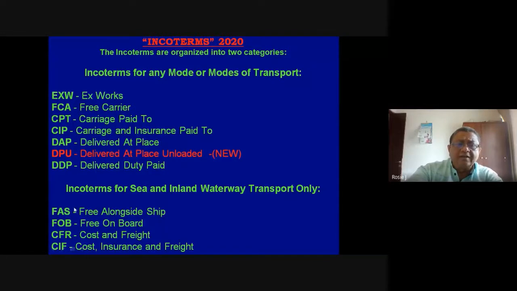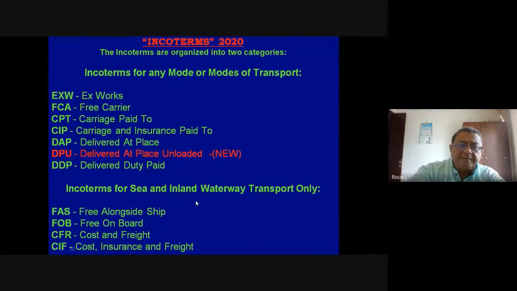Some Incoterms you can use for any transport mode. Now, you think about only the ship? No. Say from Dubai to Oman, it can go by truck. From India to another country, it can go by truck, by land. From Bahrain to Saudi, it can come by truck. So this covers all types of transport, whether sea, ship or whatever, any mode.